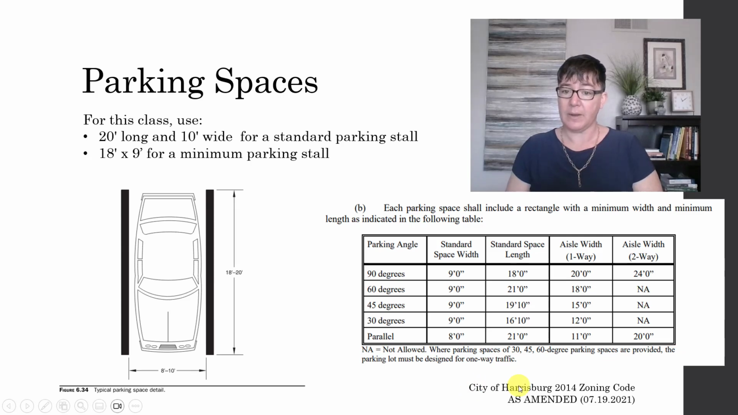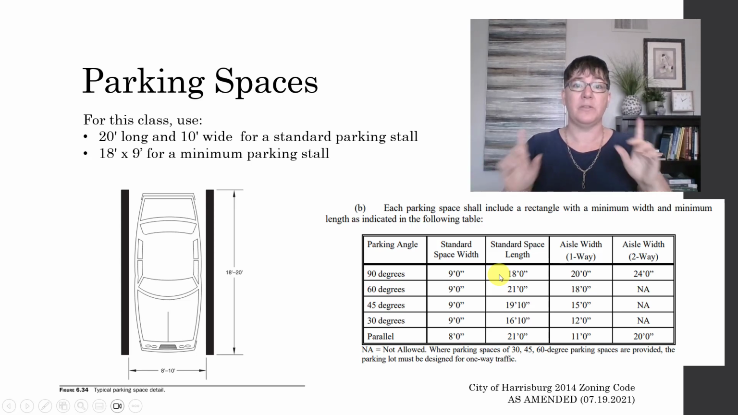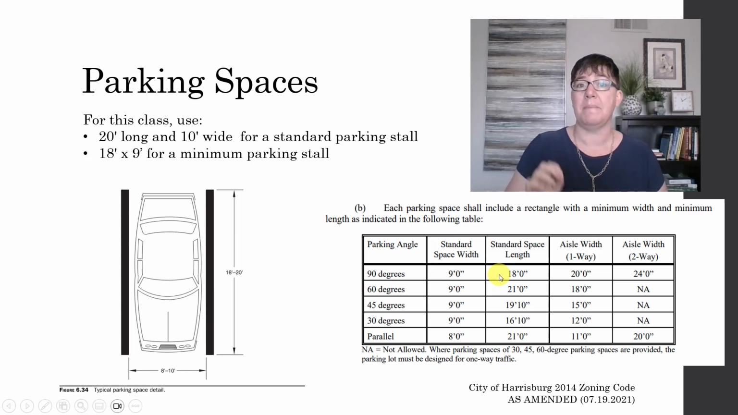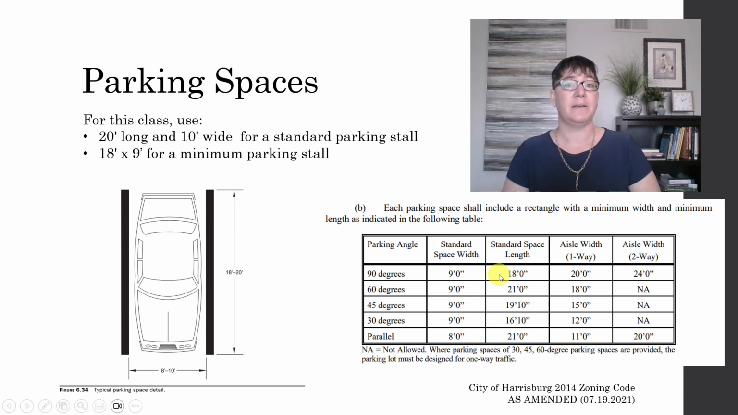And when we're taking a look at the zoning code, I've used the city of Harrisburg as an example. Here are their regulations, and you can see for 90-degree or straight in parking, their standard space, they're actually using the smaller size. So you could go down as small as 9 feet by 18 feet. And so whenever you are designing a parking lot, make sure to take a look at the zoning regulations for your particular municipality.